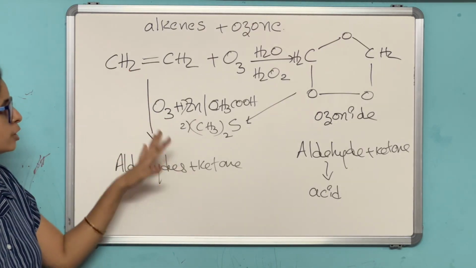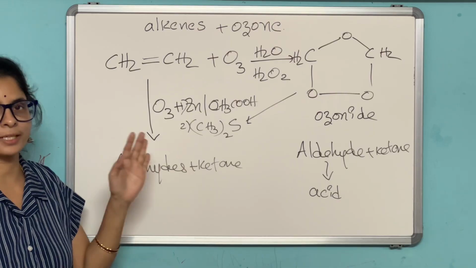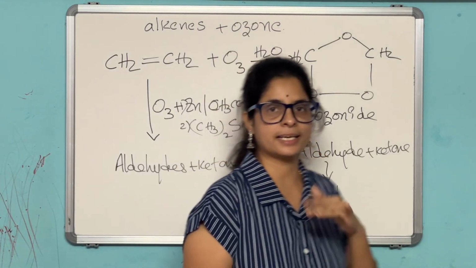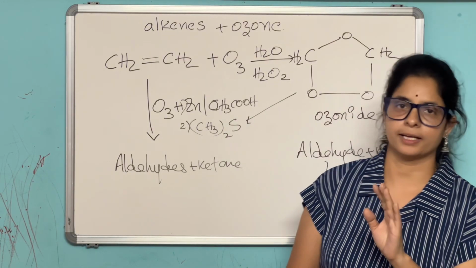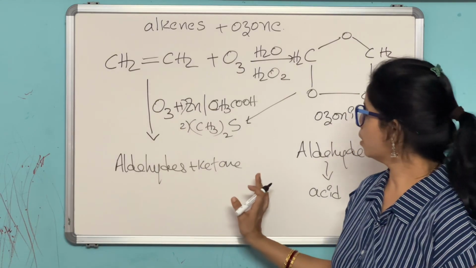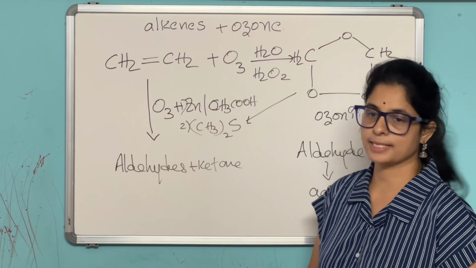Here you have to remember these points to write the product of ozonolysis of alkenes. Ozonolysis of alkenes and alkynes we will discuss separately, otherwise you will get a little confused. Note down these points and we will discuss some examples.